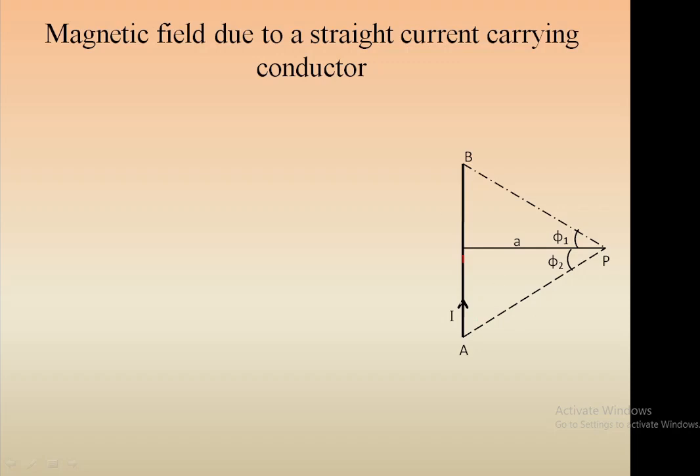So here AB is the conductor, the current I is flowing through it, and we have to determine the magnetic field at the point P. For that we divide this entire length into small elementary lengths, and using the Biot-Savart law we find the magnetic field at the point P due to each small elementary length. Let phi 1 be the angle subtended at the point P by one end, and phi 2 the angle subtended at the point P by the other end. Using the method of integration we have discussed earlier, we can find the total magnetic field at the point P. We are not going through the detailed integration steps. Here we have just the result.